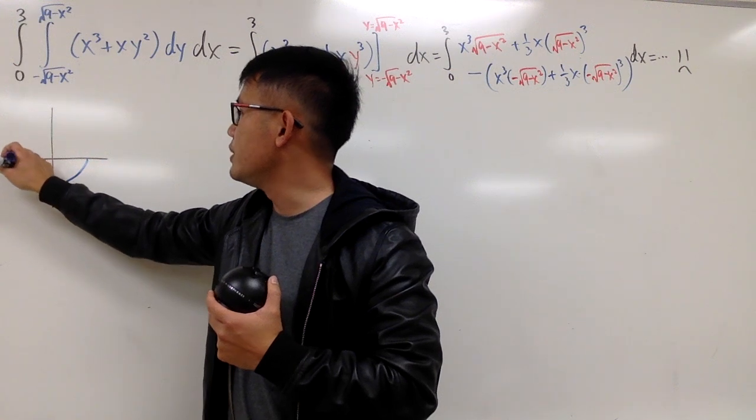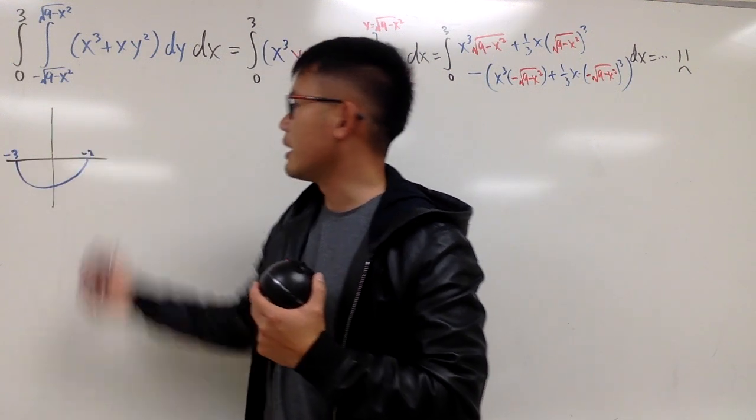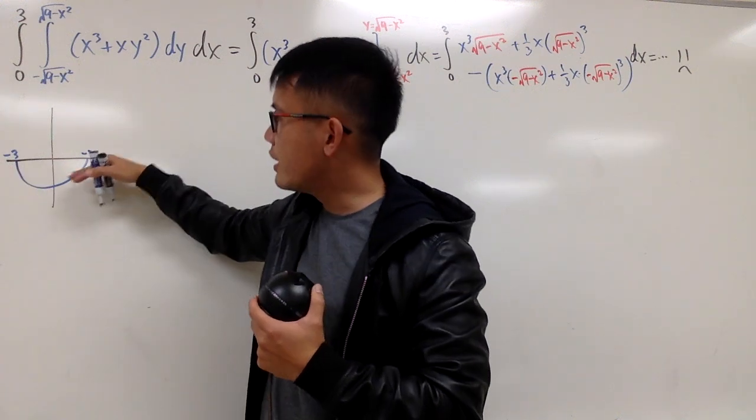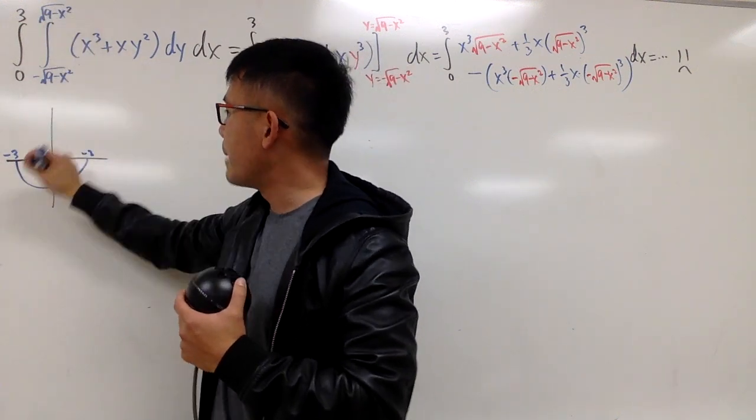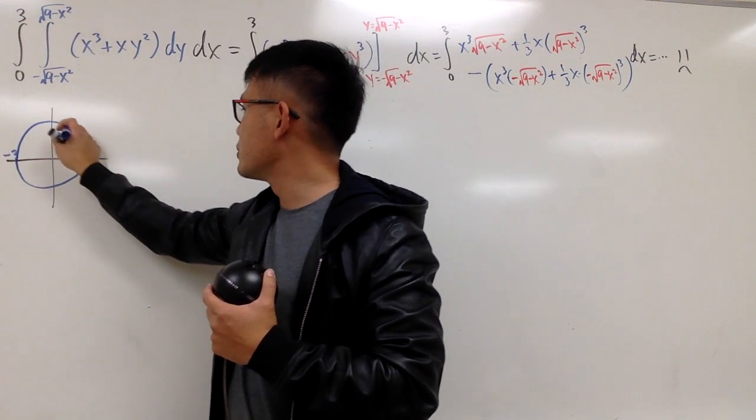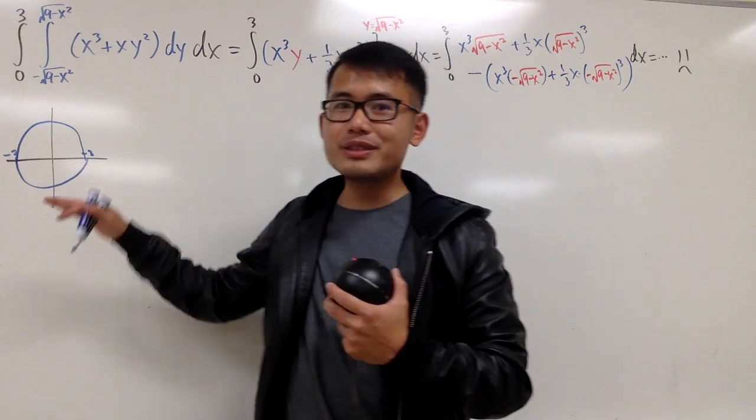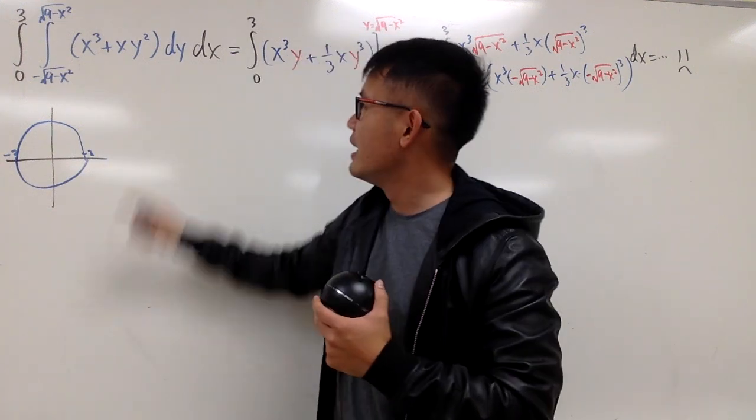And the radius is 3, so this is negative 3, this is positive 3. So this is the starting y equation, and then up to this, that's just the top part. So we have pretty much the whole circle like this, okay? Well, this is just the y, and now let's look at the x.